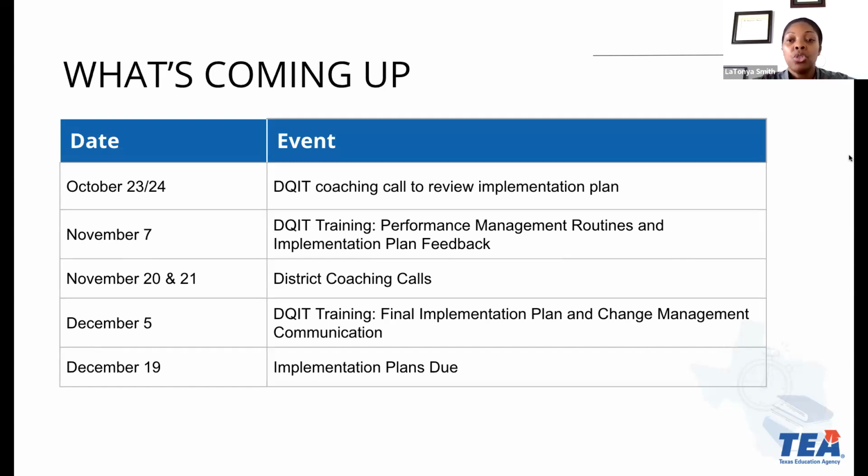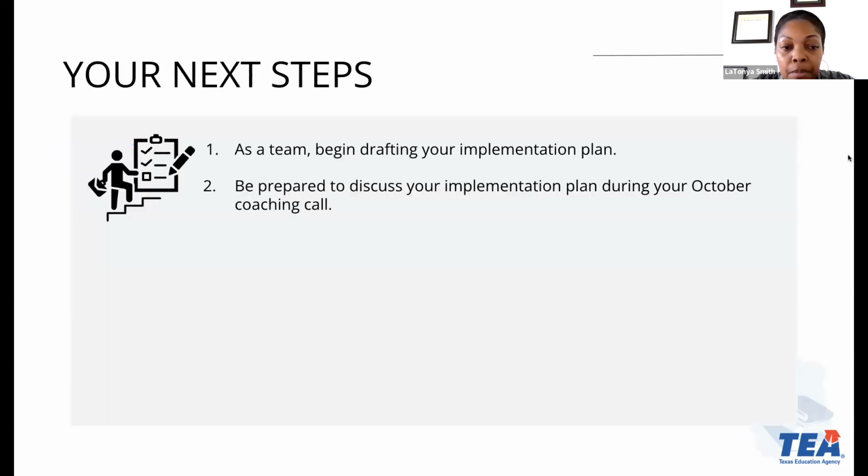You have time to work on this plan. As a team, begin drafting your implementation plans. The tabs that we did go over, start drafting them. Be prepared to discuss your implementation plan during the October coaching call. We just want to see your progression and how you've worked through some things, and see if we can answer some questions when we meet again in October or later this month.